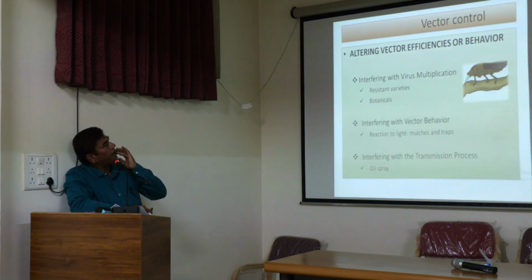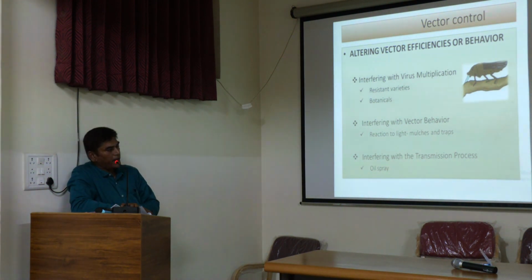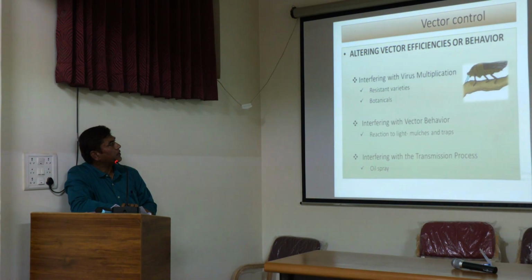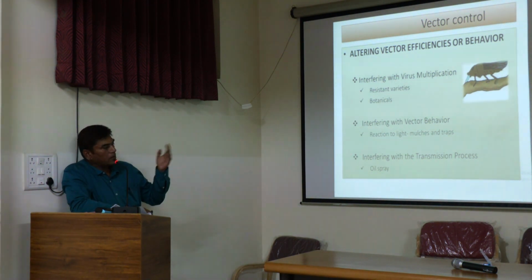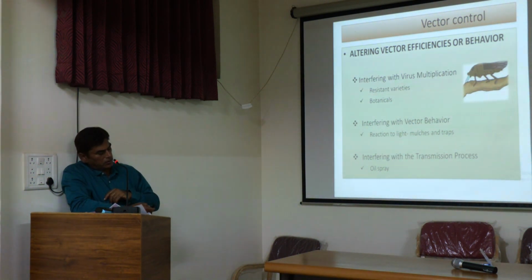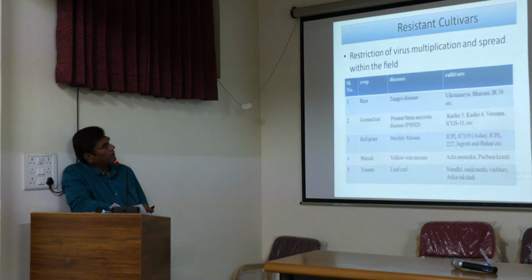One more is vector control by altering vector efficiency or behavior. By interfering with virus multiplication, just like resistant varieties, we can develop resistant varieties, and also use botanicals. The second one is interfering with vector behavior, just like use of traps and mulches. One more, oil spray, interferes with the transmission process. We'll see this in detail.